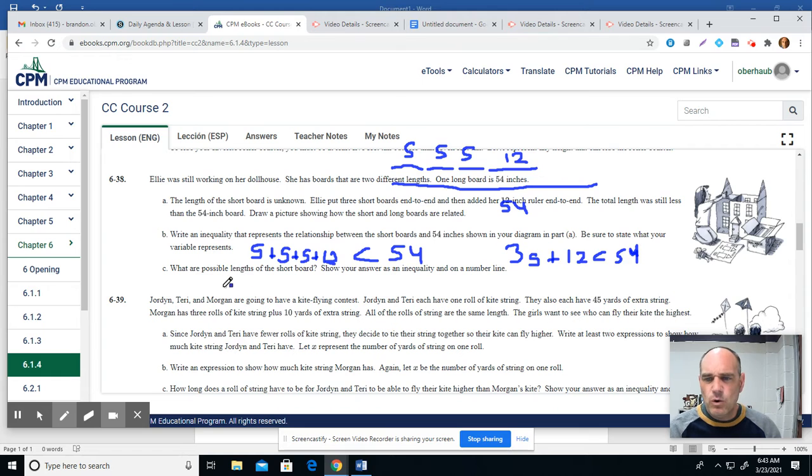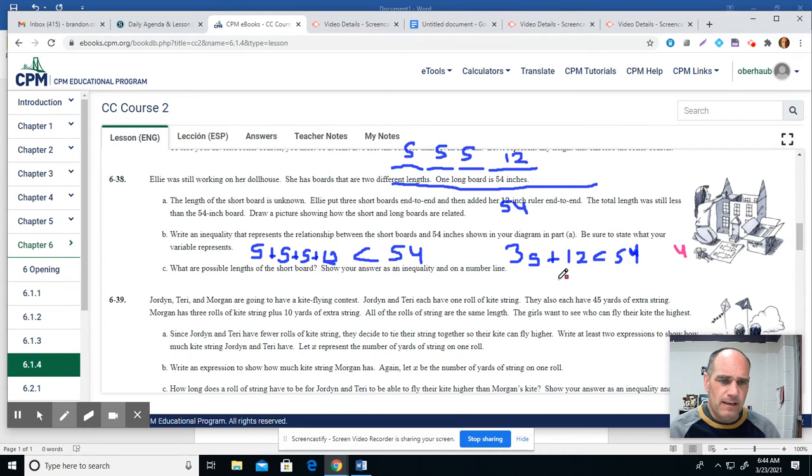Part C, what are possible lengths of the short board? Show your answer as an inequality on a number line. Some possibilities: we could just do some kind of guess and check. Let's say, does 4 work? If I do 3 times 4, that gives me 12. 12 plus 12 is 24. Yep, that's less than 54. So I know the number 4 works.